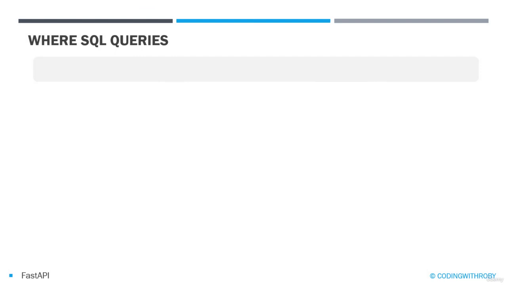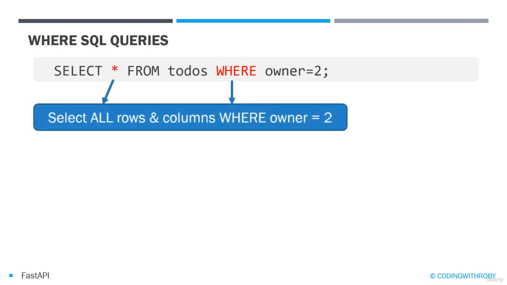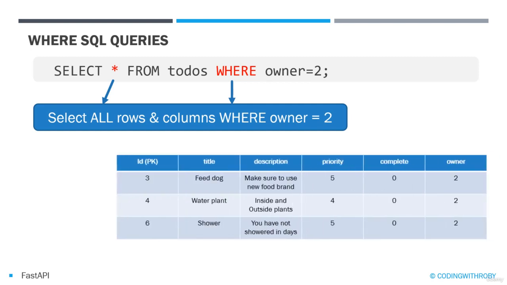If we change the statement a little bit, we could also say select all from to-dos where owner is equal to 2. Again, this selects all rows and columns where owner is equal to 2. This results in getting all of the to-dos from the user with the primary key of 2.